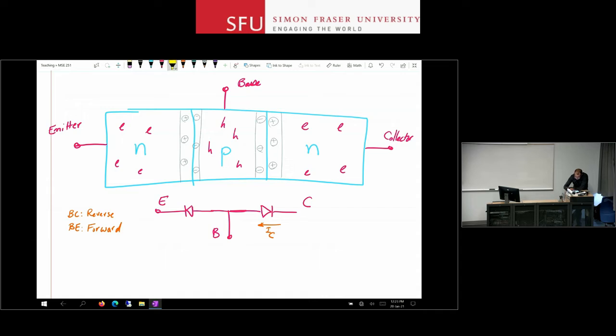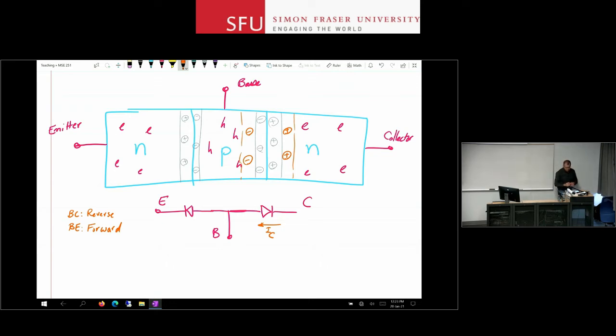To elaborate a bit, once I put a reverse bias here, the depletion region becomes wider. By becoming wider, it becomes harder for the electrons on the N side to jump to the P side, or for the holes on the P side to jump to the N side. So that gives us the fixed current. That's what I wanted.